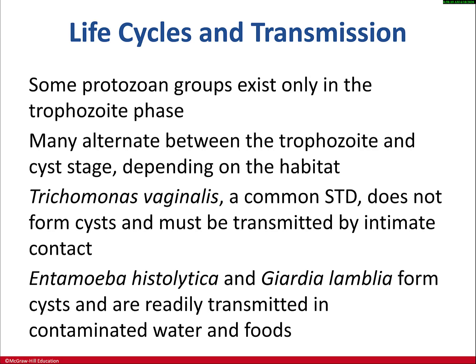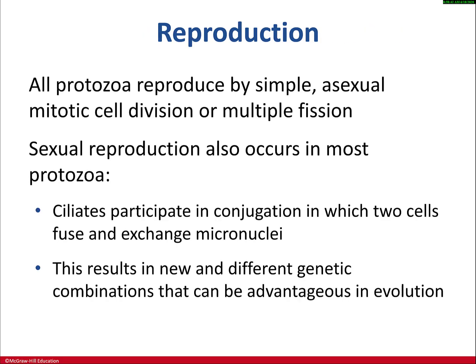Entamoeba histolytica and Giardia lamblia form cysts and are readily transmitted in contaminated water. And that's roughly what I want you to remember: Trichomonas is a sexually transmitted disease. Entamoeba histolytica and Giardia lamblia are food-related parasites, and that's a good one to remember. I have a chart here for you to look at. All protozoa reproduce by simple asexual mitotic cell division, multiple fission.